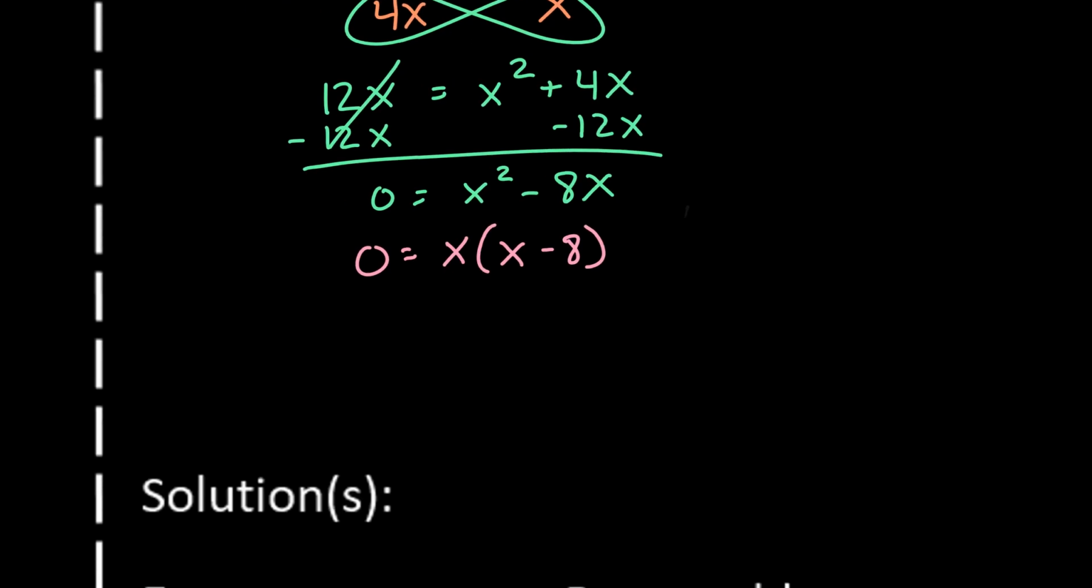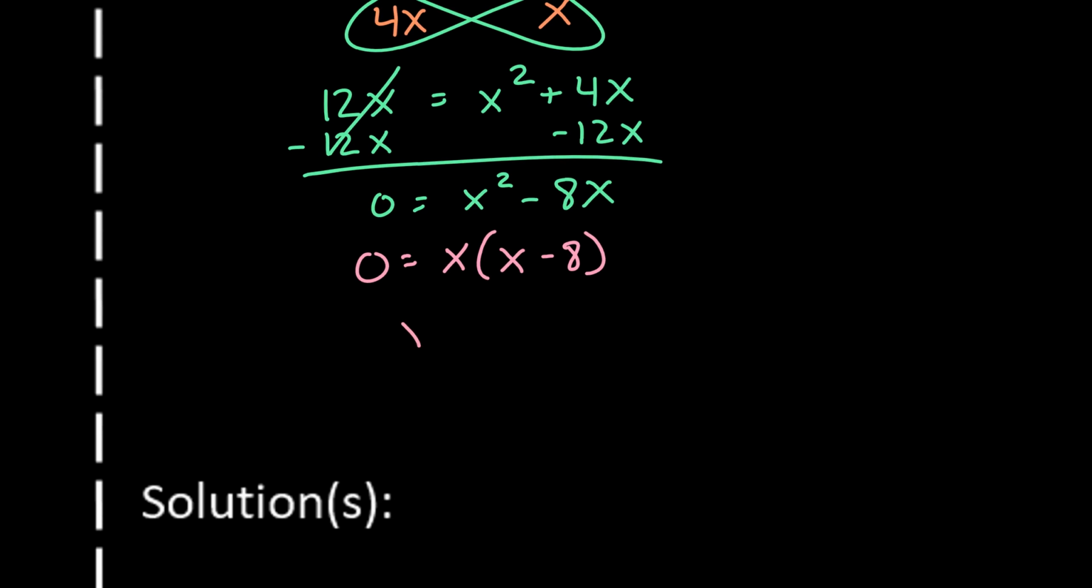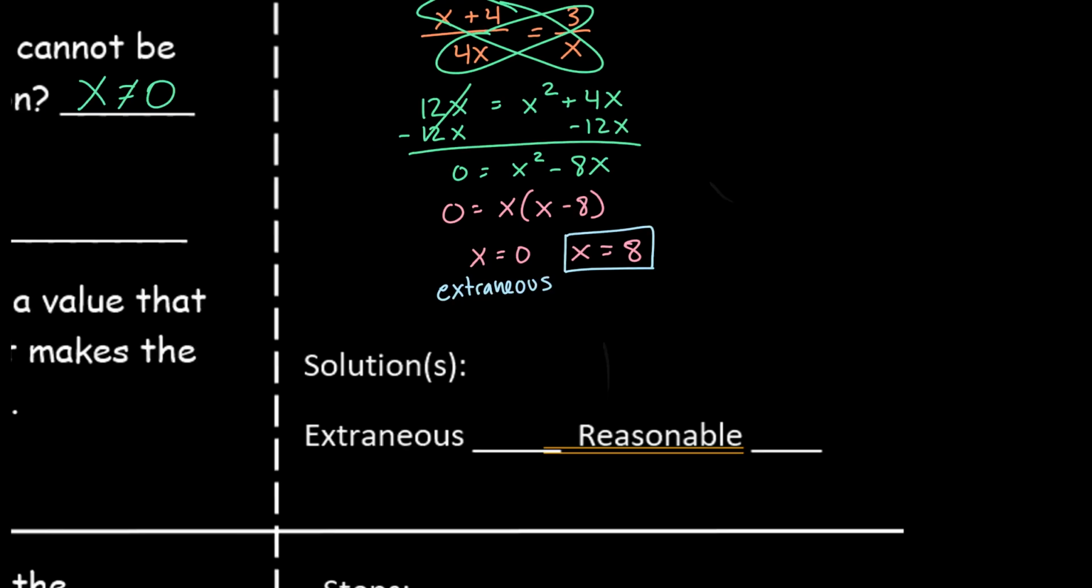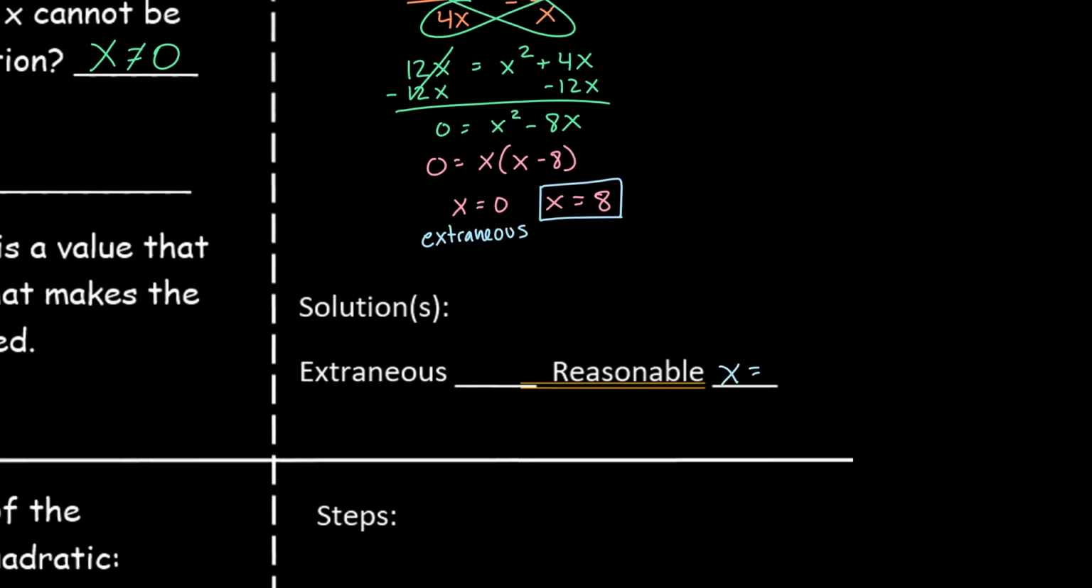So how many solutions do we have? 2, right? One where x is equal to 0 and the other where x is 8. Are both of these reasonable solutions? No. Why not? Because x cannot equal 0. This x equals 0 is extraneous. We cannot have x equals 0, otherwise the equation is undefined. So 8 is our only reasonable solution, and 0 is our extraneous solution.